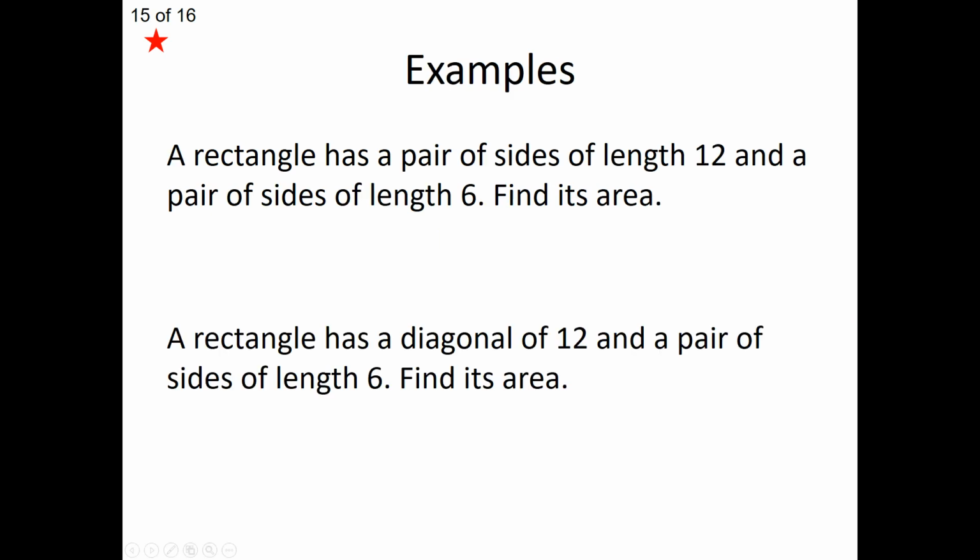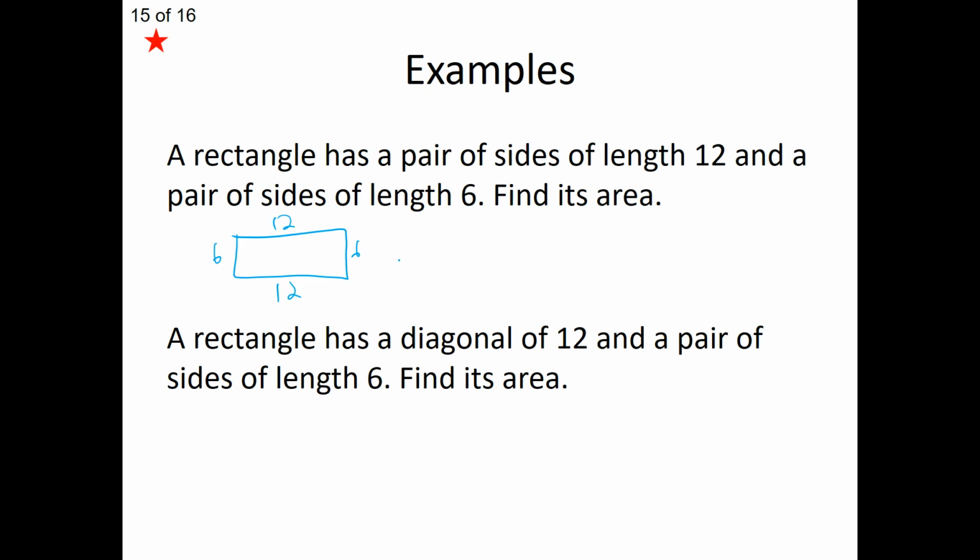So we move into our last set of examples, actually finding the area of rectangles using our new area formula. Let's do our first example here. A rectangle has a pair of sides of length 12 and a pair of sides of length 6. Find its area. Let's go ahead and draw a picture. So we have a pair of sides of length 6, a pair of sides of length 12, and that means we really do have our dimensions of the rectangle.